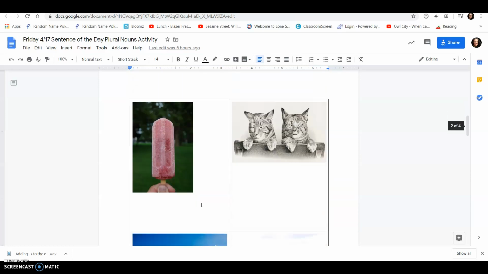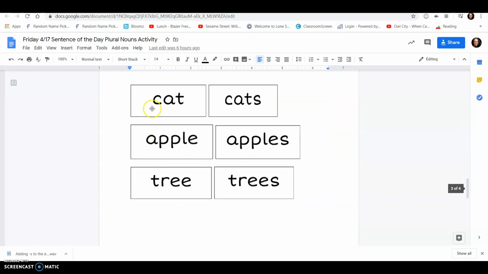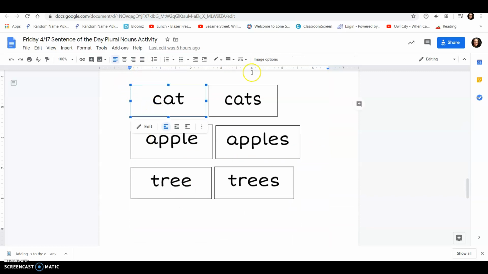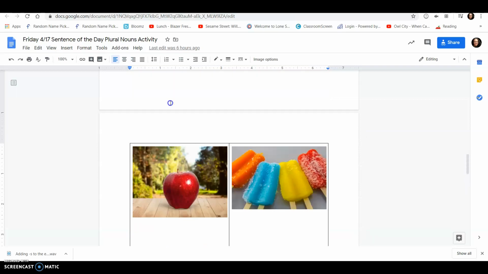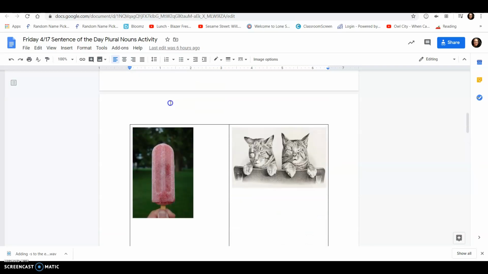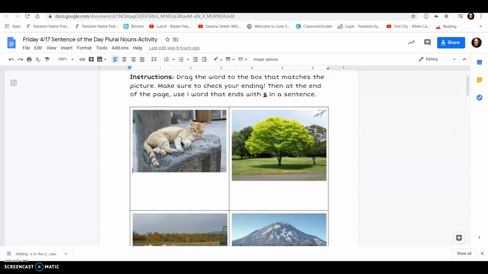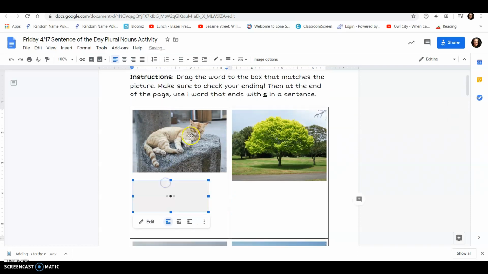Your job is going to be to take one of these boxes and move it and place it in the correct picture box, okay? So this word says cat, cat. So if I'm going to move this word, then I know that the box has to be with a picture that has one cat, because that word doesn't have the letter S at the end, which means that it only means one, okay? So I'm going to place that here because that's one cat, okay?